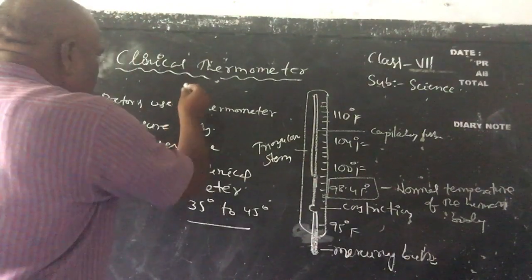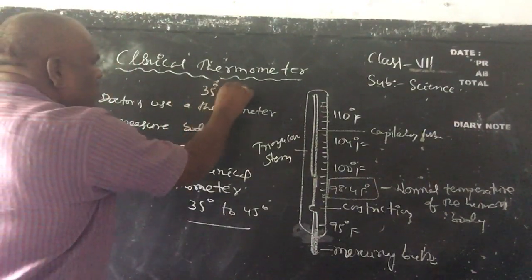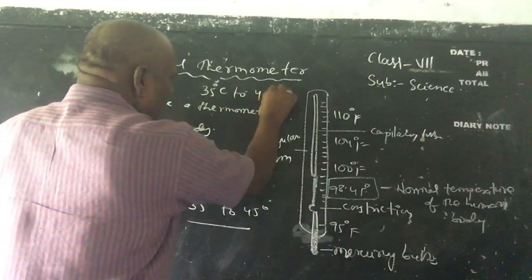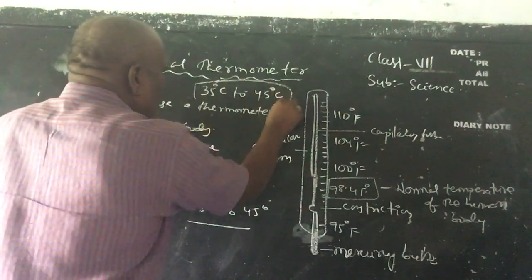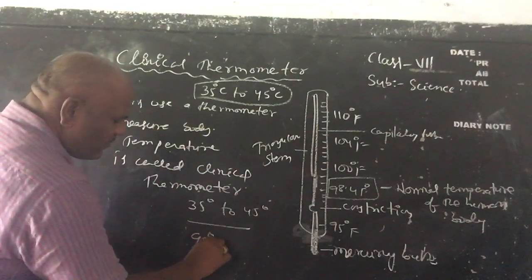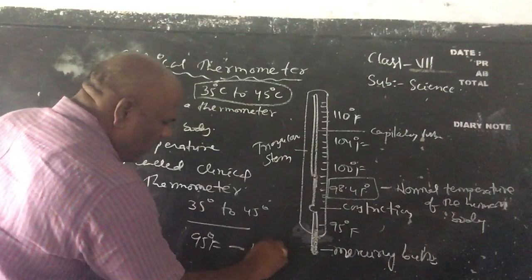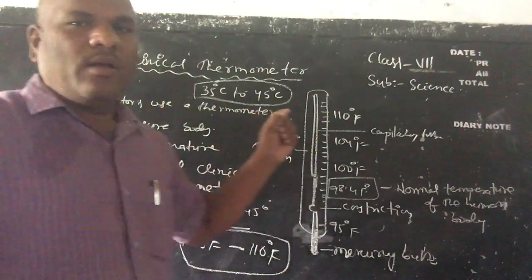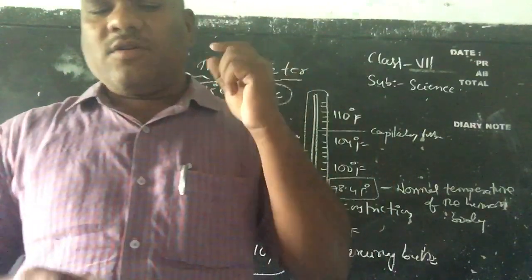So one, children, is 35 degrees Celsius to 45 degrees Celsius. This is the Celsius scale. And the second one is 95 degrees Fahrenheit to 110 degrees Fahrenheit. So these two scales are observed on the clinical thermometer, children.